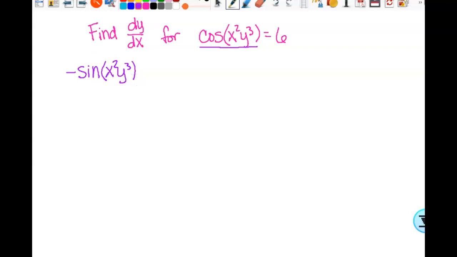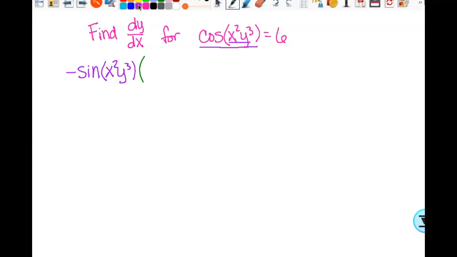The inside of the trig stuff never changes. Then, since we left the inside alone, I need to take the derivative of this, which is going to require the what? Product rule. And the product rule gives us how many terms? 2. Okay? So since the product rule gives me 2 terms, I got to make sure that I have parentheses here that I'm starting to put my product rule in. Does that make sense to you?